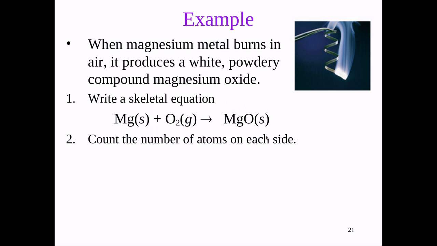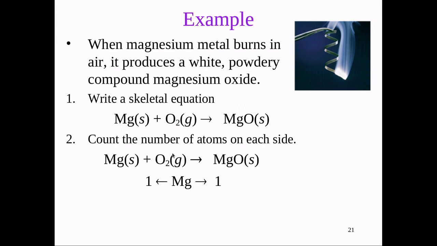Now, if we count the number of atoms on each side, we have 1 magnesium here and 1 magnesium in that molecule. We have 2 oxygens over here, as indicated by the subscript, and we have 1 oxygen over here in this one.